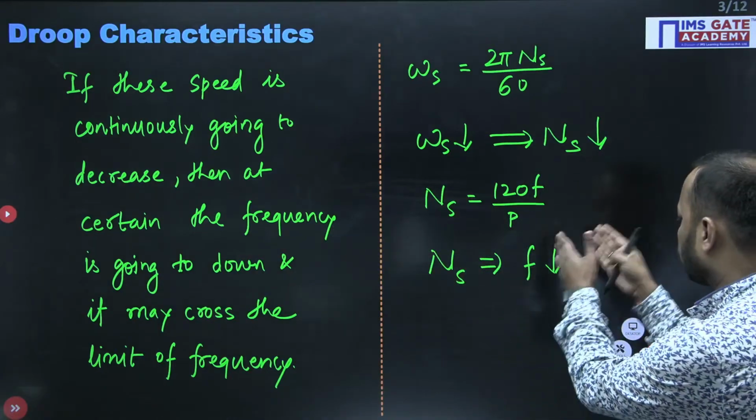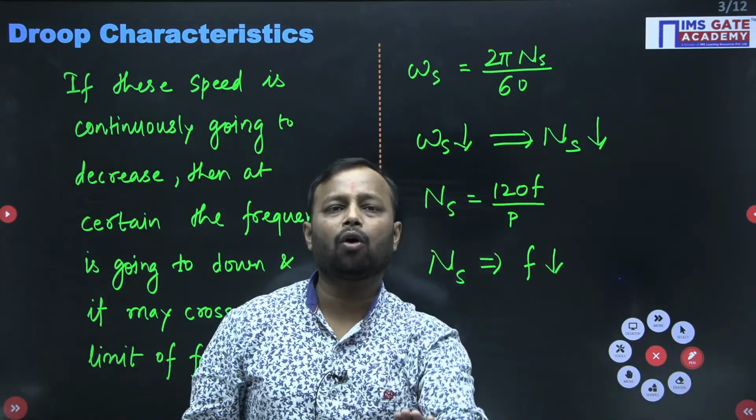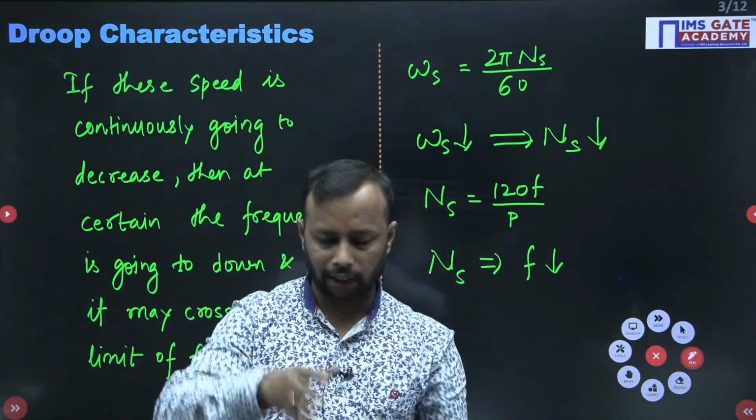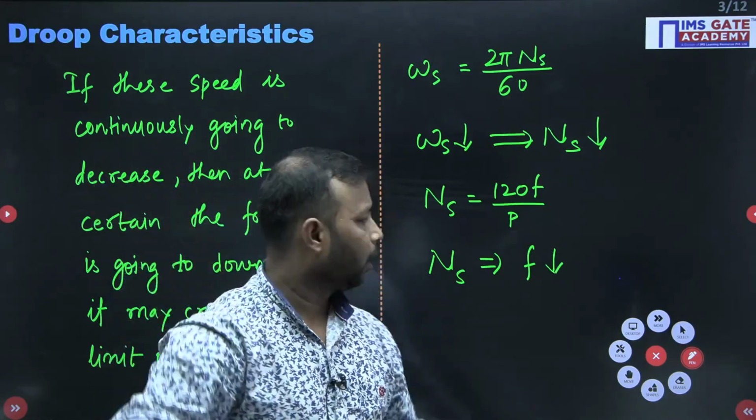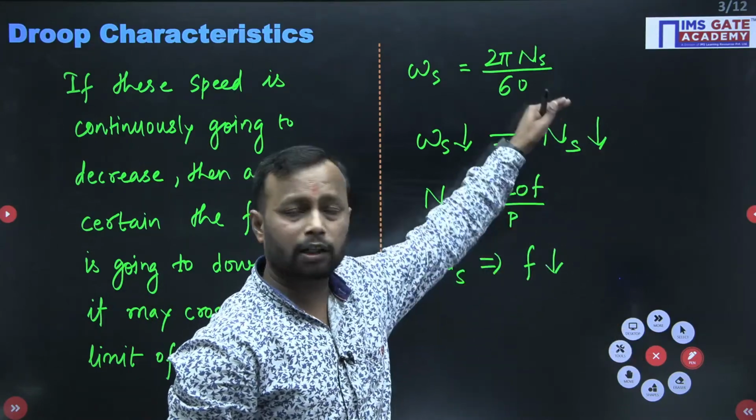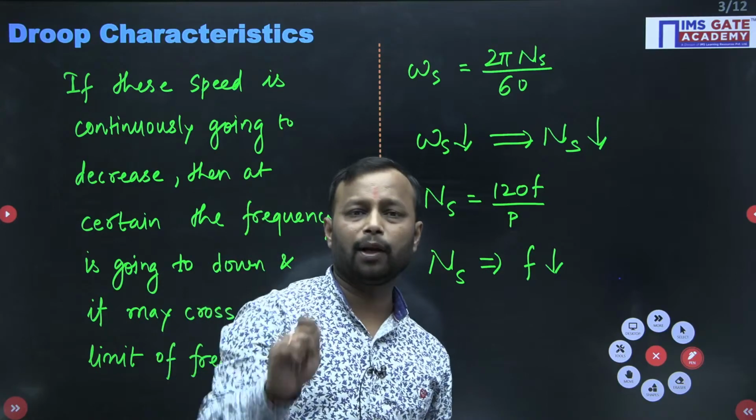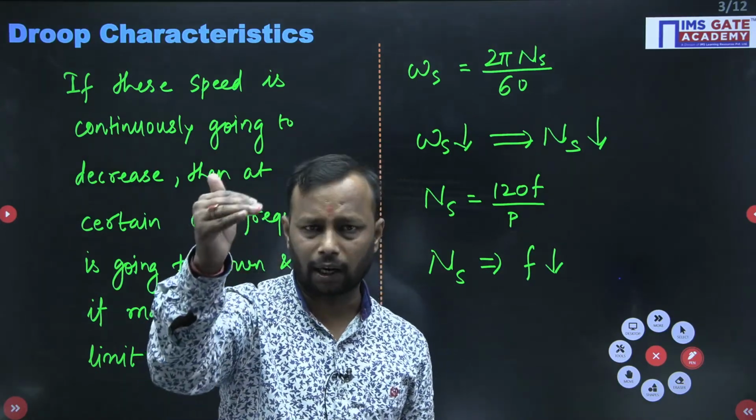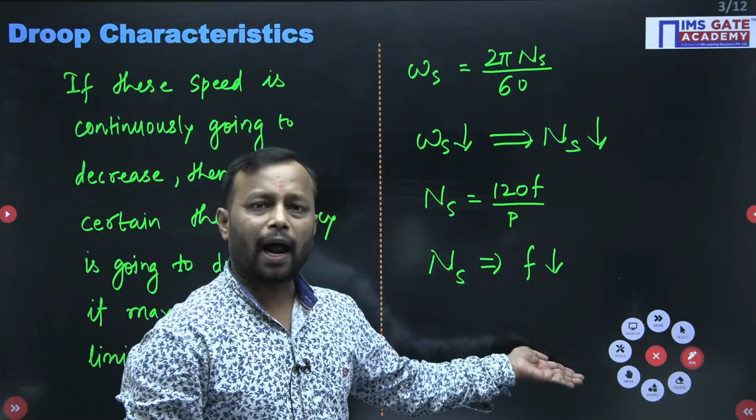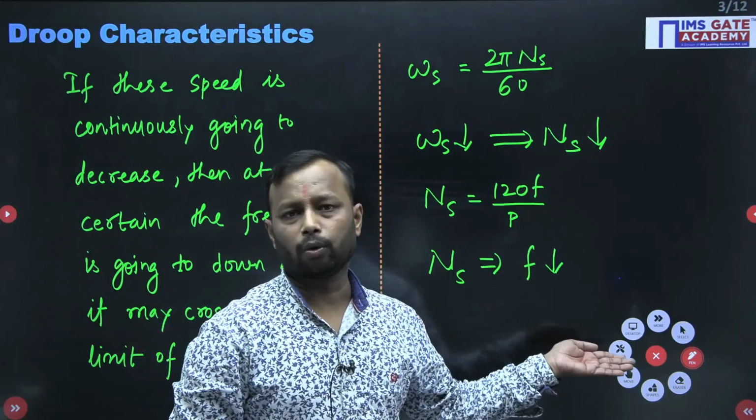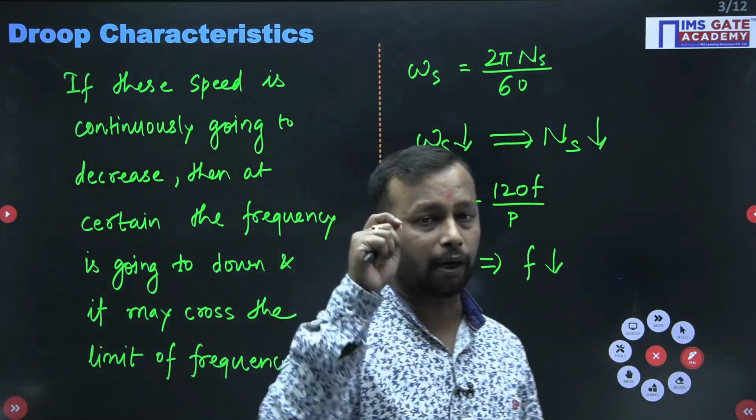So whenever this frequency is going to go down to some certain value, suppose the power system was operating earlier at 50 hertz, and due to the decrement of the speed, the frequency decreases far below 47.5 hertz, which is a certain limit for the power system to run. After that, a complete power shutdown will occur, and this situation should not arise in any particular situation.